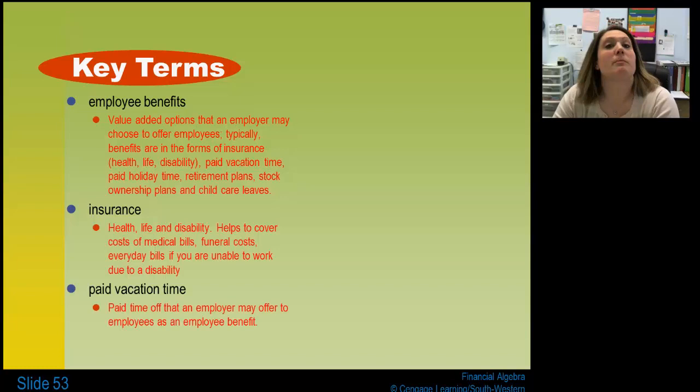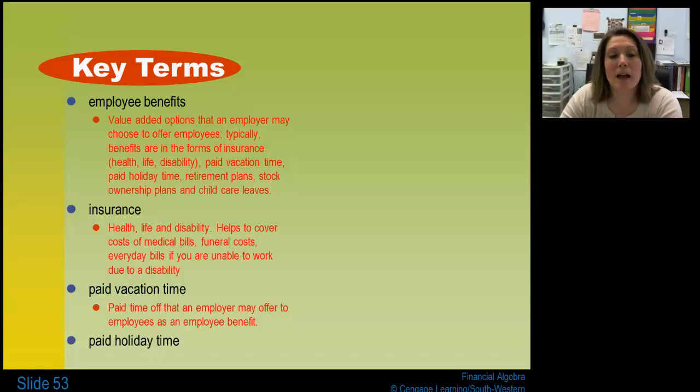Paid vacation time. This is paid time off that an employer may offer their employees as an employee benefit. So if you want to take some time off to go away on vacation, certain companies will actually pay you that if you've been there for a certain amount of time. Paid holiday time, this is where you get paid for working certain holidays.